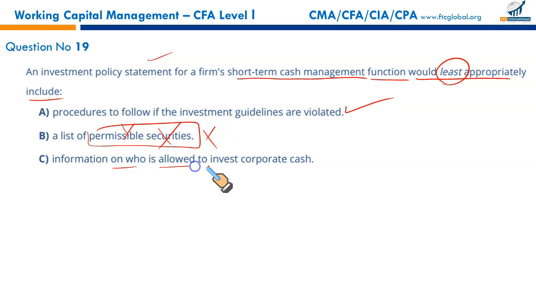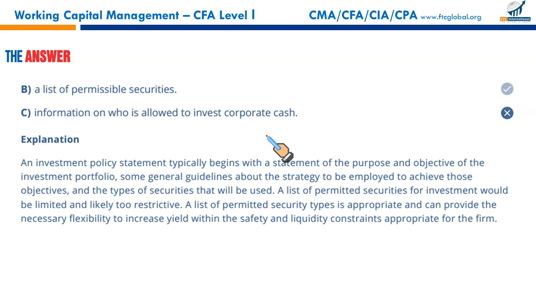C. Information on who is allowed to invest corporate cash. Who is the one who will make the investment decision? Is it the CFO or someone designated by him, or is it the treasurer, or is it the chief investment officer? Who is specifically responsible for investing? This must be included, but a list of permissible securities is binding or restricting the investment manager, and he will lose the leverage he needs in order to generate returns. So B is inappropriate. B is not what we should expect in an investment policy statement.